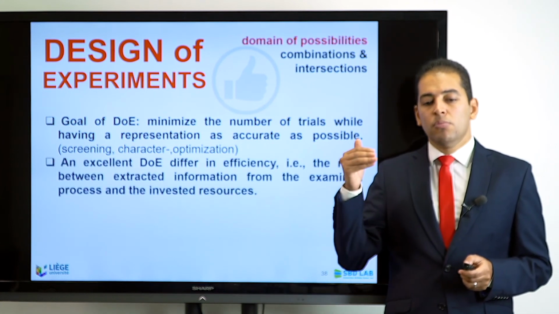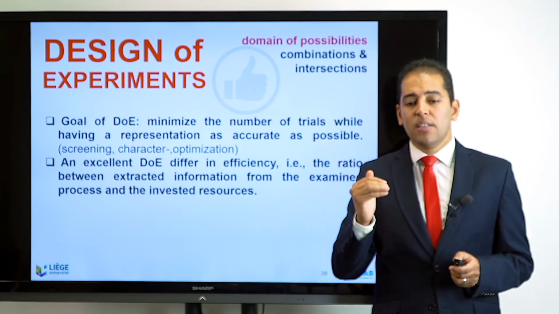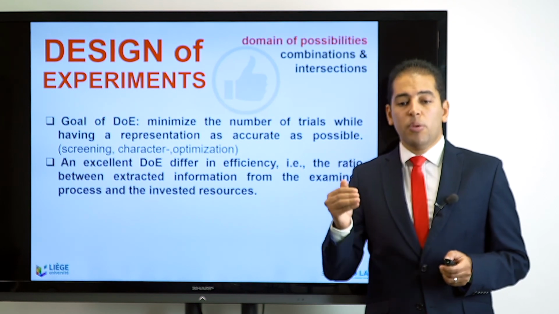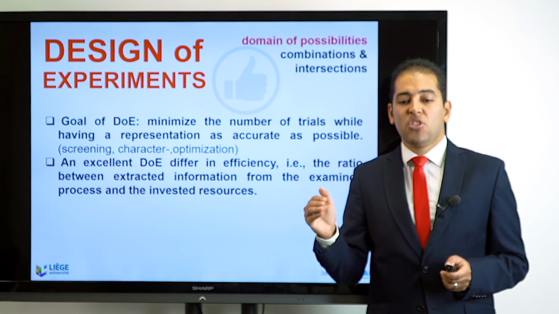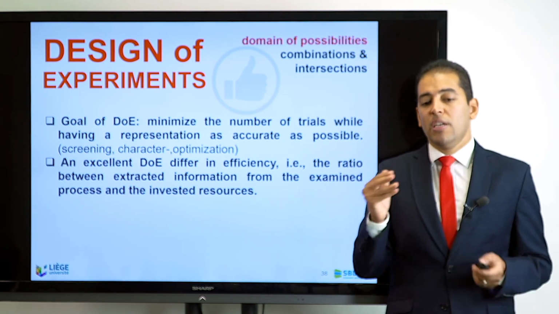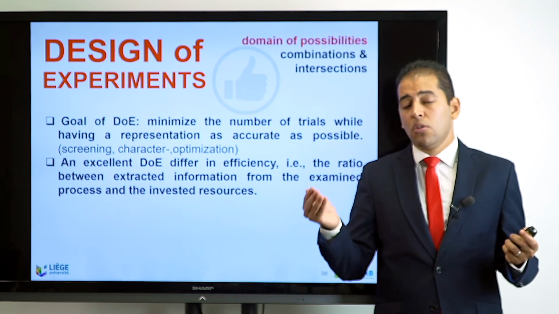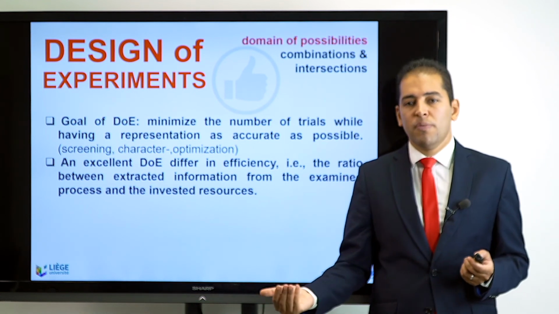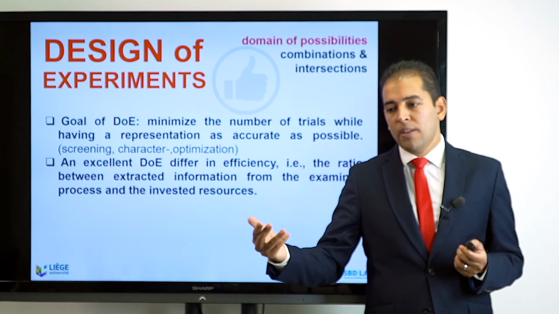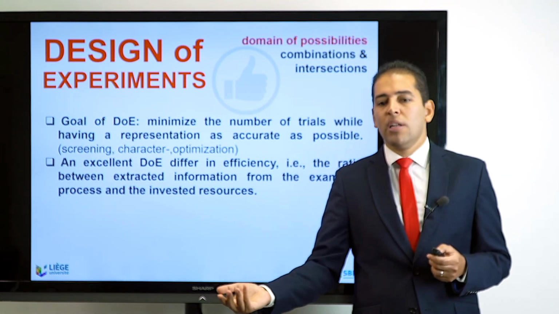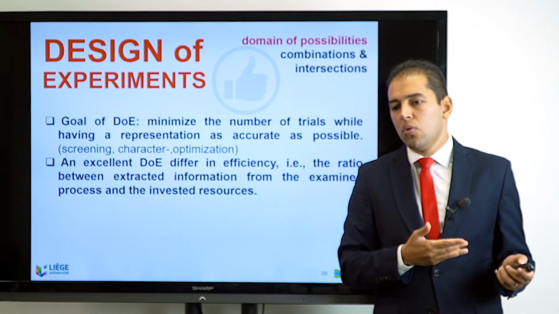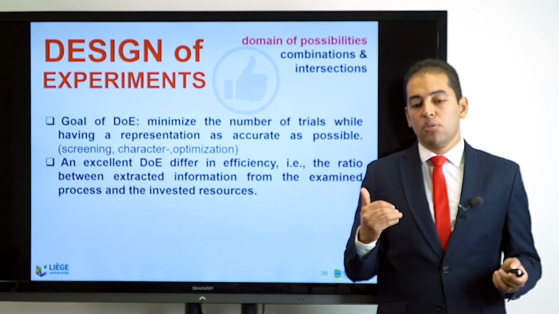Then I have to look at how an excellent design of experiment differs in efficiency. For example, this means that the ratio between extracted information from the examined process and the invested resources is logical. It's not normal that I go with a lot of investment, a lot of effort to seek testing different combinations while their variance is not so important. So it's very important to look at that.